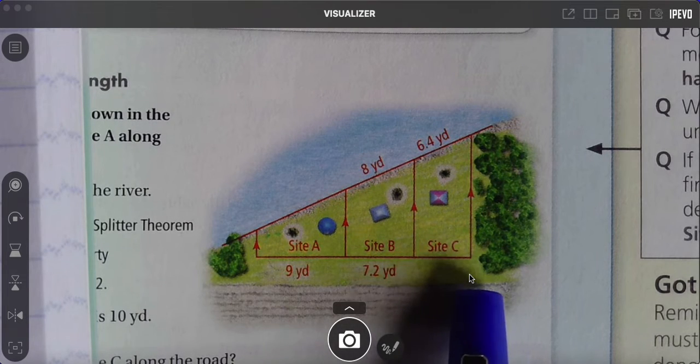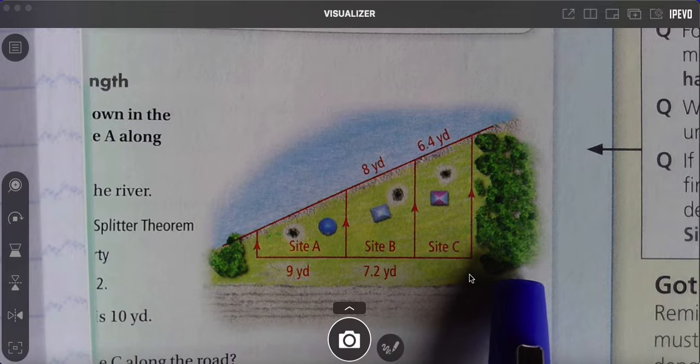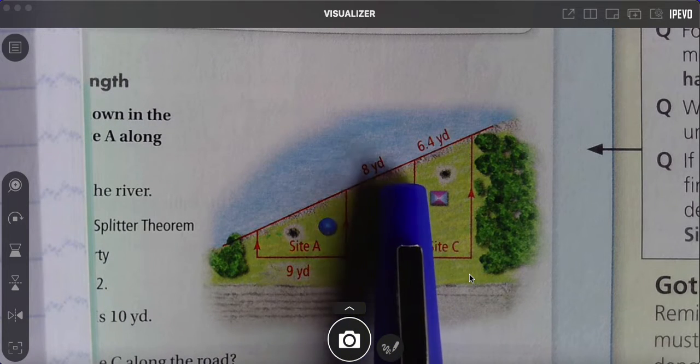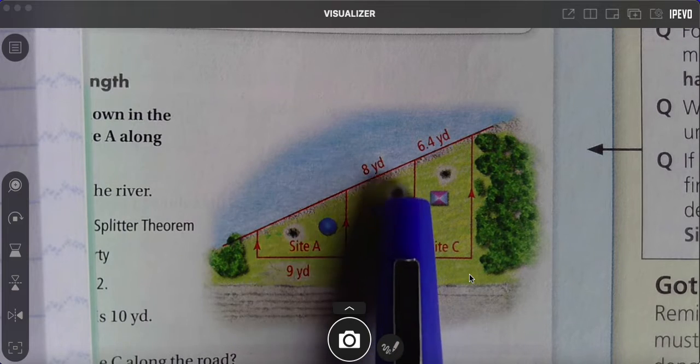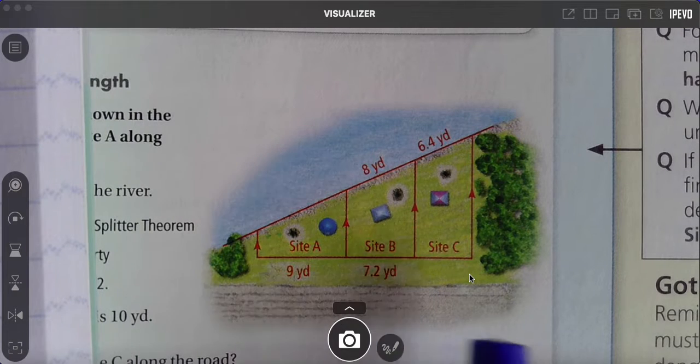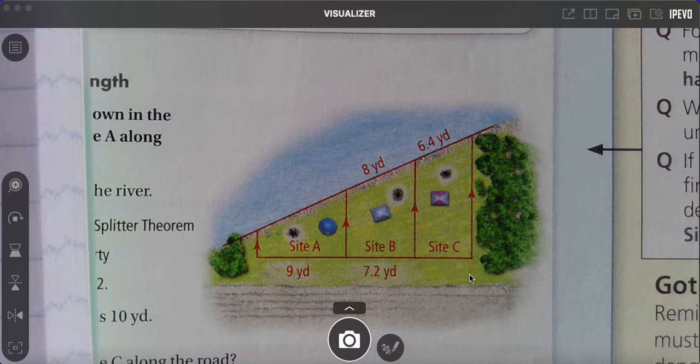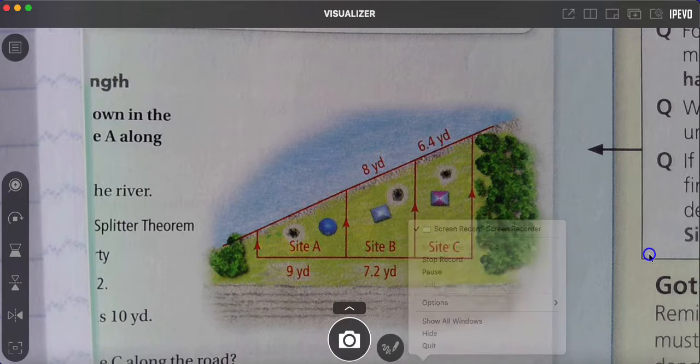Okay? And it's proportionate. You're just going to set up a proportion. Like the 7.2 goes with the what? The 8. Does everybody see that? And what does C go with? The 6.4. So I would just set that up. Do we kind of get that? Did I press resume? I did.